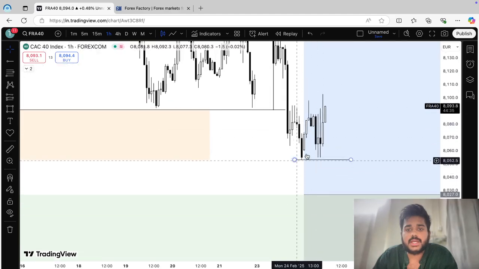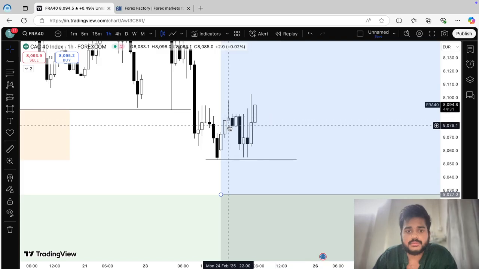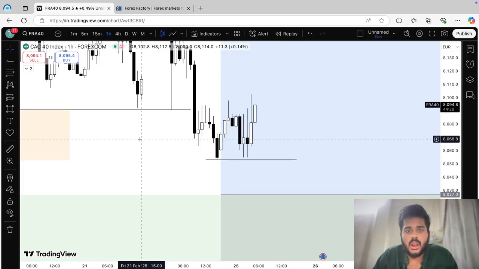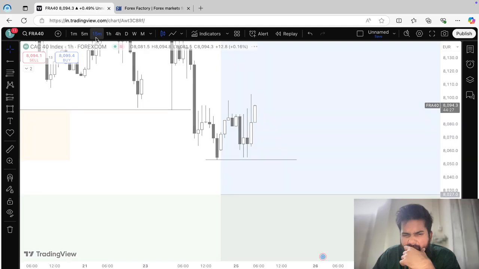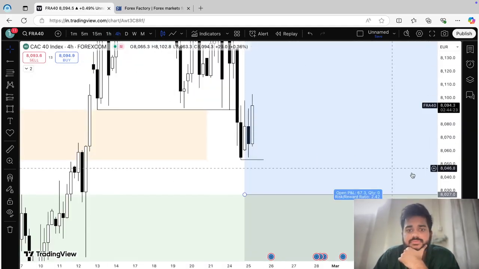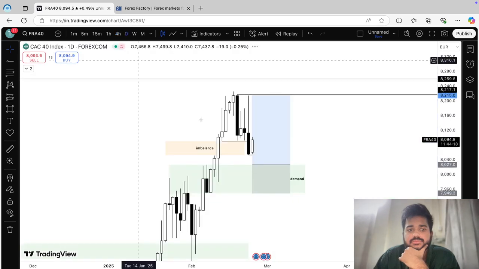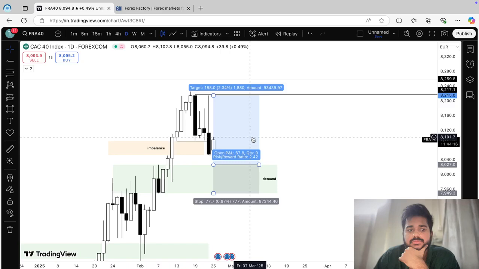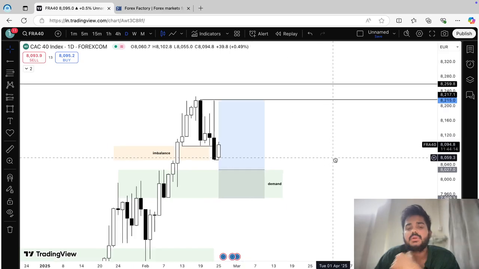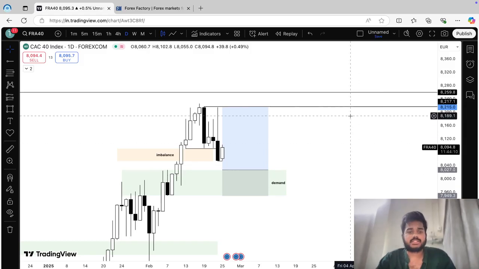This can run lower. That's why I'm not ready to pull the trigger over here. But that's it. I'm just gonna wait for it, and let's see what's gonna happen.